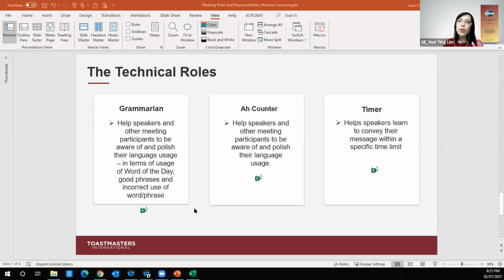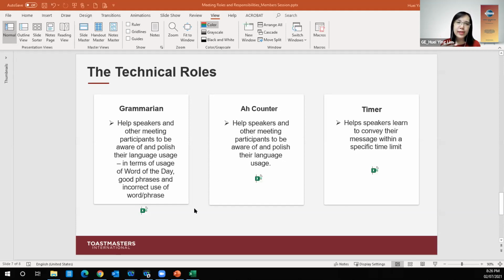Then the last one would be the technical roles. Technical roles help the whole running of the meeting, and there are 3 technical roles here. First is the grammarian, second is the R counter, third will be the timer. So what does each of these roles do?